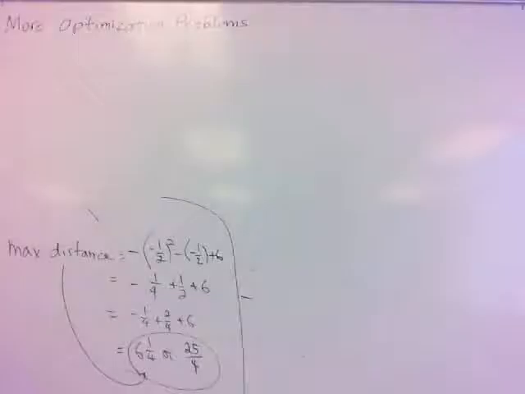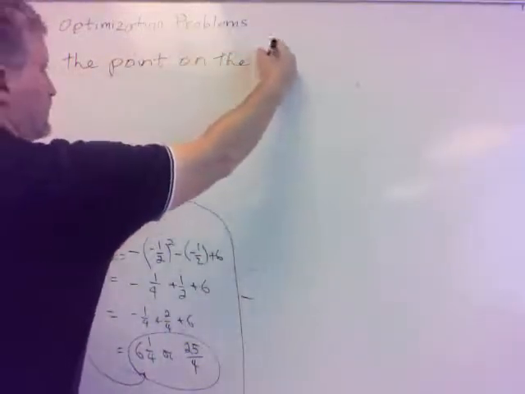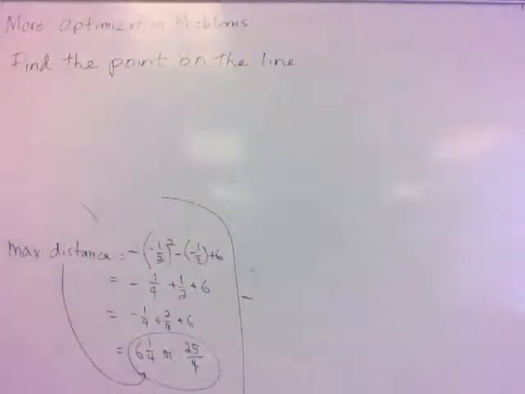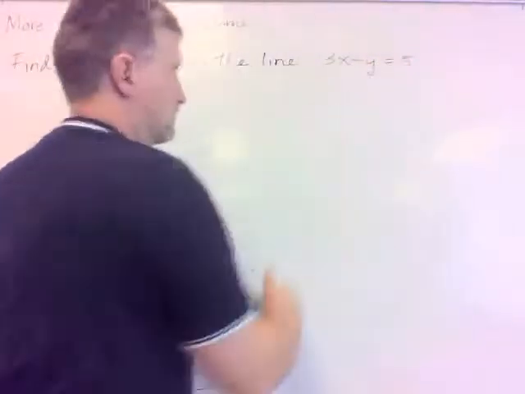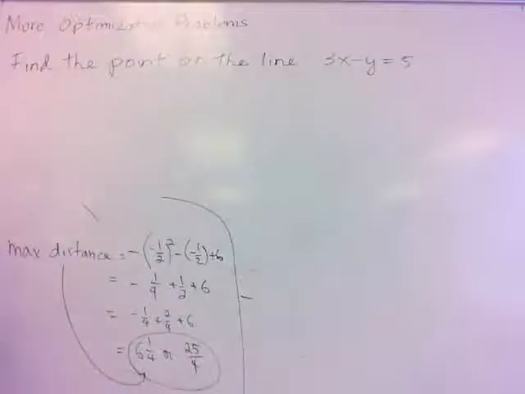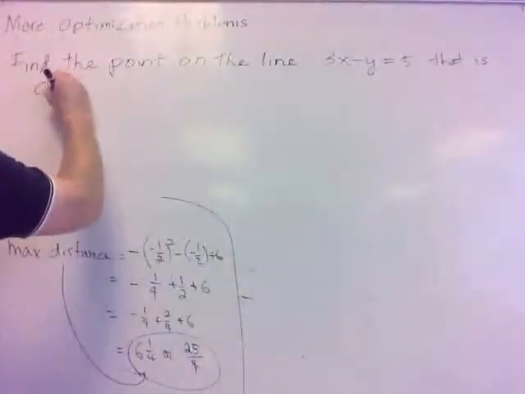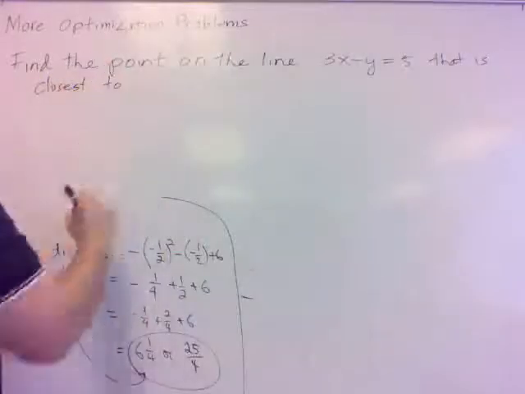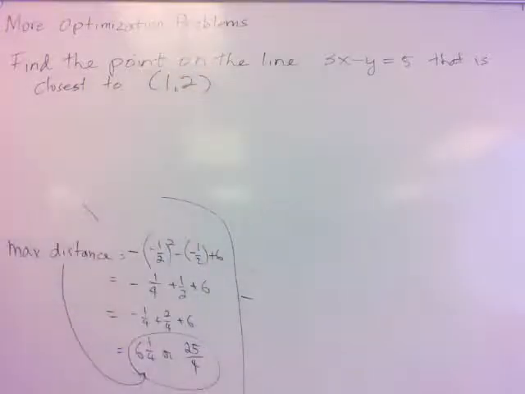All right, next one. Find the point on the line 3x minus y equals 5 that is closest to the point (1, 2). Find the point on that line, 3x minus y equals 5, that is closest to the point (1, 2).